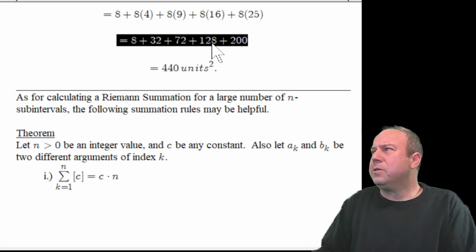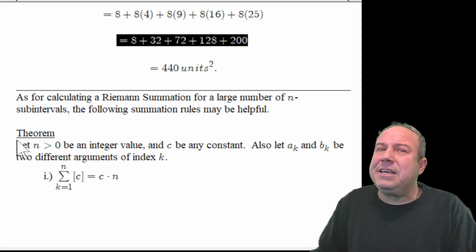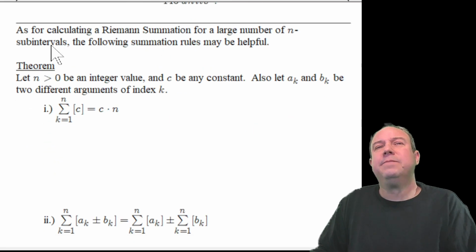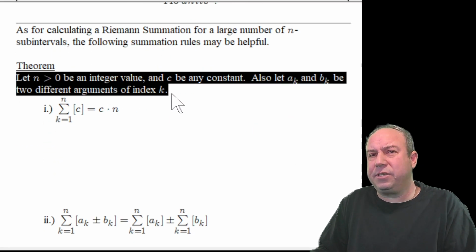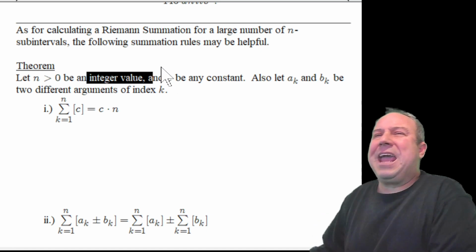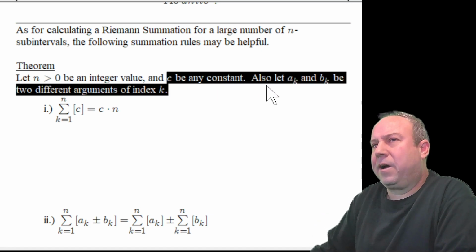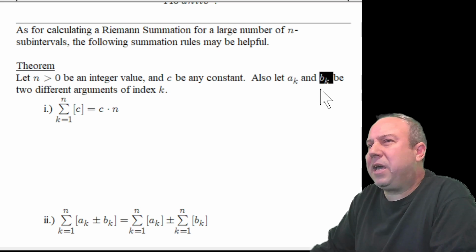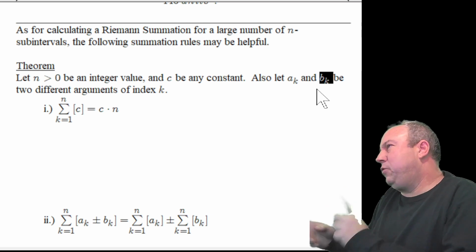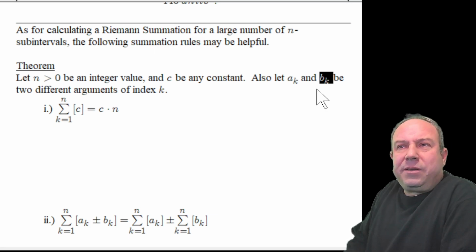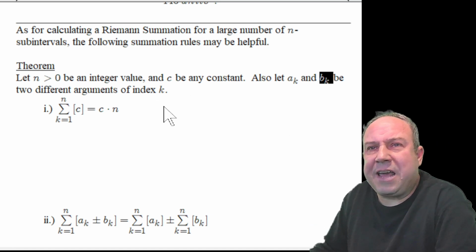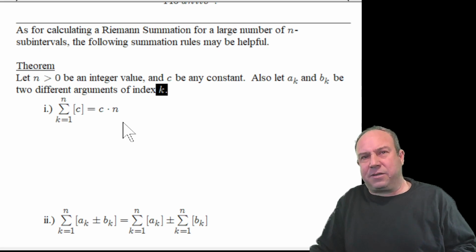So there are some rules of summations that make summations a little easier in their patterns. First of all, we're going to let n be greater than 0, and it's going to represent an integer value. It's going to be our number of subintervals in our examples, and c be any constant value. We're also going to let a sub k and b sub k just be generic arguments of a summation, and we're going to need 2 different arguments, one called a sub k and one called b sub k. They both have an index of k, the index that's going to match our summation.